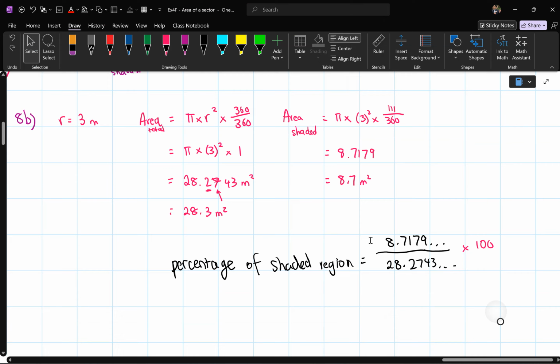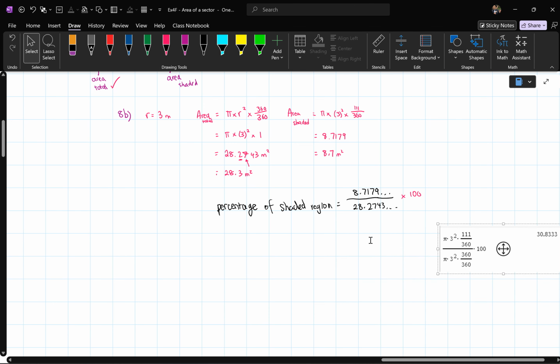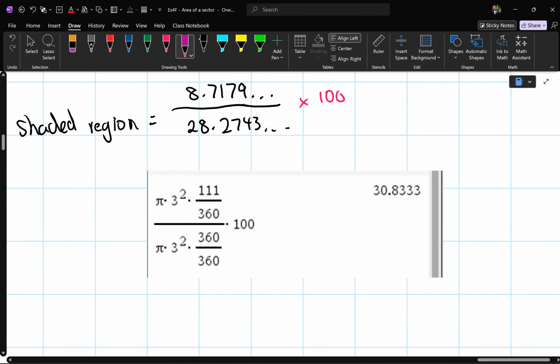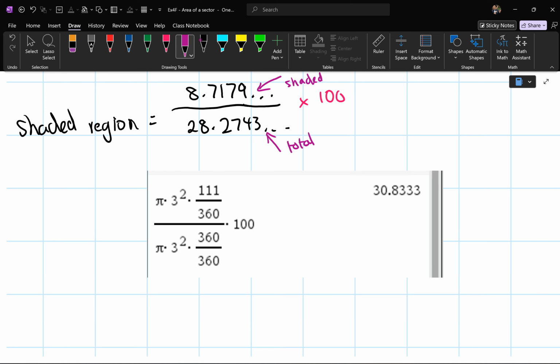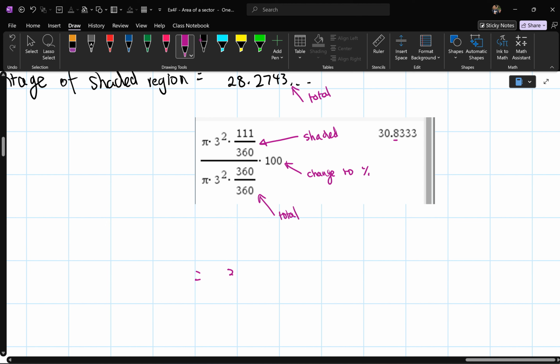Okay, so that's when you round it to one decimal place. I'm just going to put this here so you can see my calculations. So all I'm saying is this is the shaded region. So how much of it is being shaded? It's 8.71 square meters. How much is the total? Well, the total is 28.27. So this is the full calculation for shaded, and this is the full calculation for total. And this is to change to a percentage. That's it. So the answer must then be, rounding to one decimal place, 30.8%.